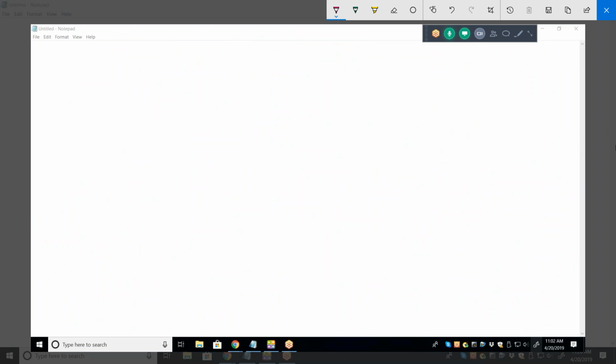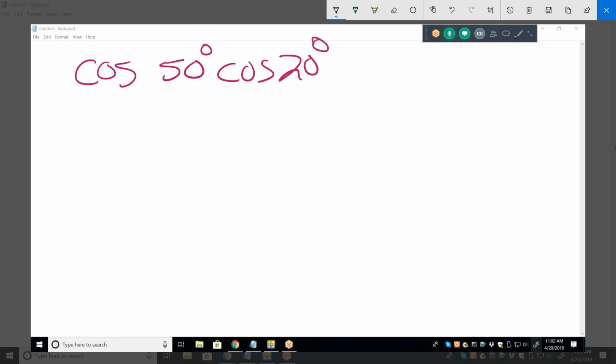So for this one, we have cosine 50 degrees, cosine 20 degrees, plus sine 50 degrees, sine 20 degrees. Is there a plus or a minus between those two? A plus. I knew there was something, because what they're doing is having you go backwards. That's all they're doing.